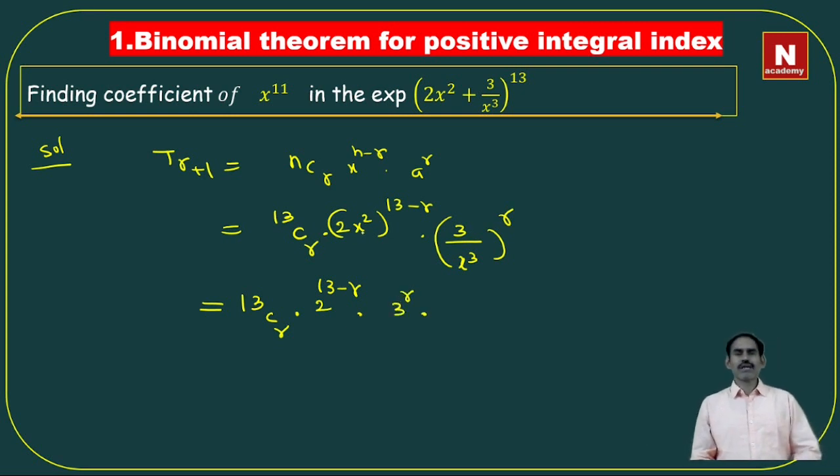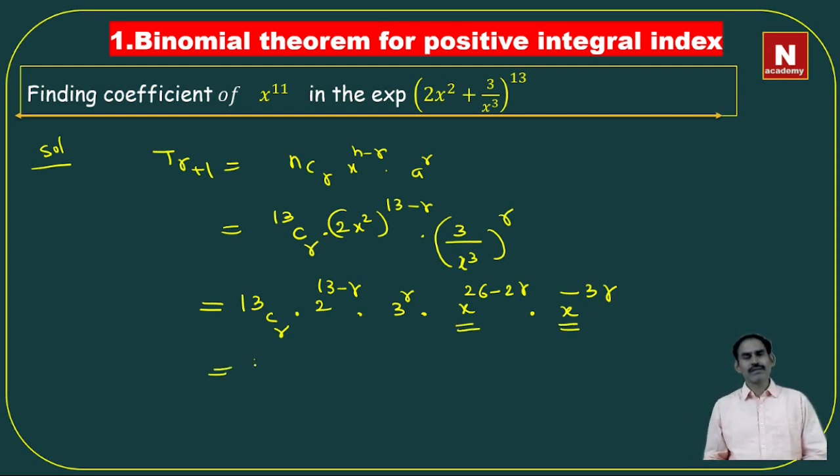Next, (x²)^(13−r) will be x^(26−2r), into 1 by x³ in the numerator, x^(−3r). Now here the bases are equal, so the powers should be added.